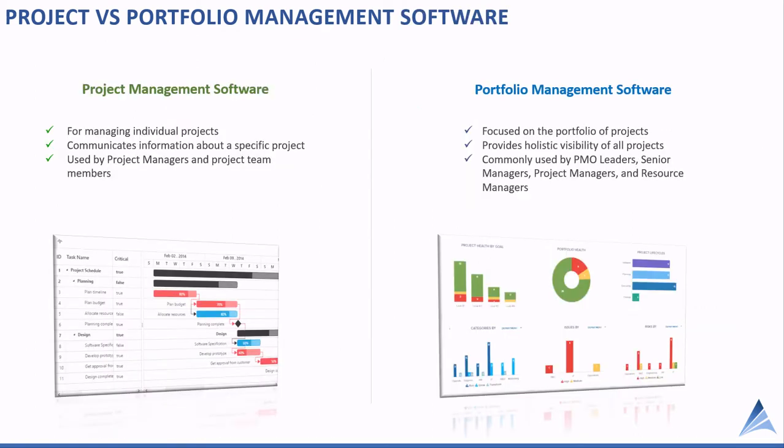So when we come to software, project management software is really focused on managing individual projects. It can help communicate information about a specific project, and it's commonly used by project managers and team members. Portfolio management software, though, is focused on the entire portfolio of projects to give holistic visibility of those projects to senior leaders to make better strategic decisions. And the software is commonly used by PMO leaders, senior managers, project managers, resource managers in order to provide the right information to make better strategic decisions.